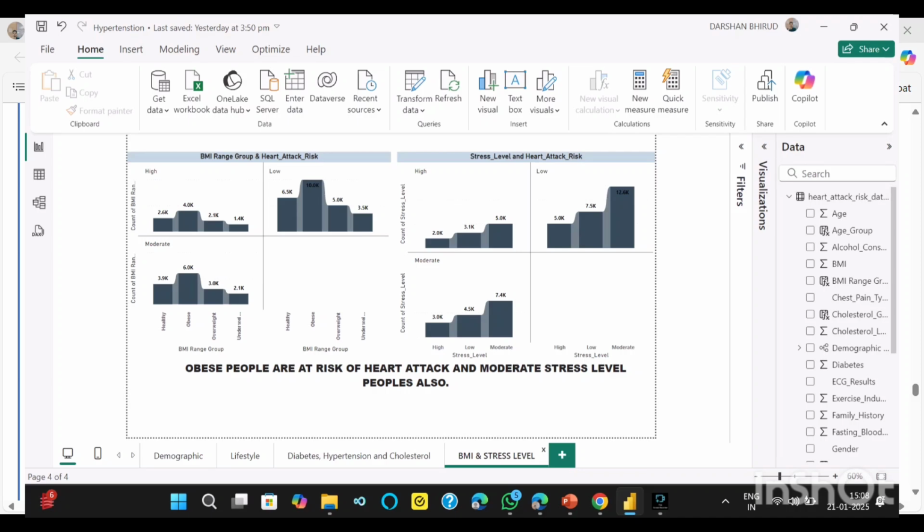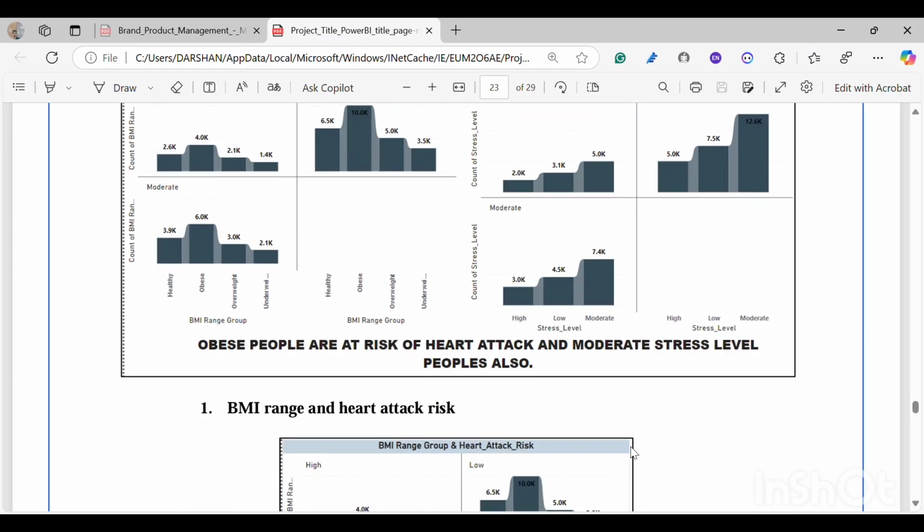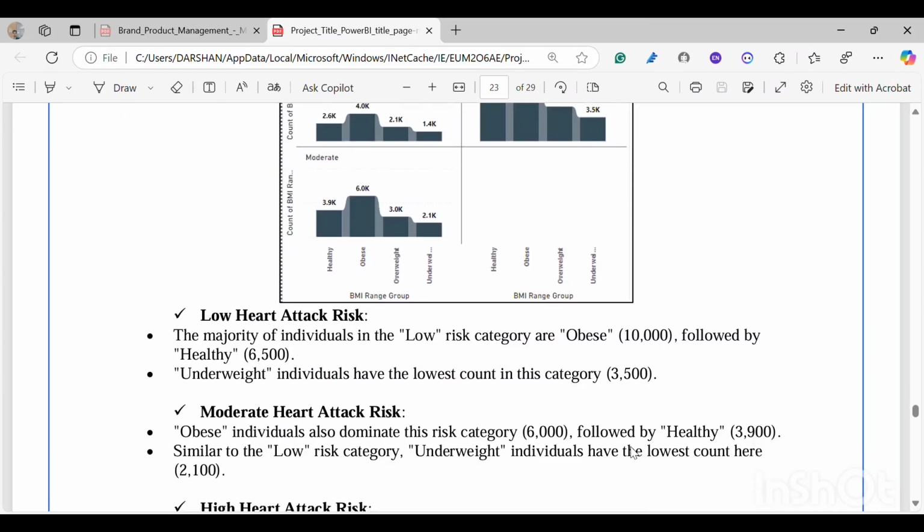We also found that if you have a moderate stress level, then you have higher chances of getting heart attack risk. If you have a high stress level, you also have higher chances. But according to the dataset, what we found is that the moderate stress level contributes to a higher risk of a heart attack. We can find it in our report also.